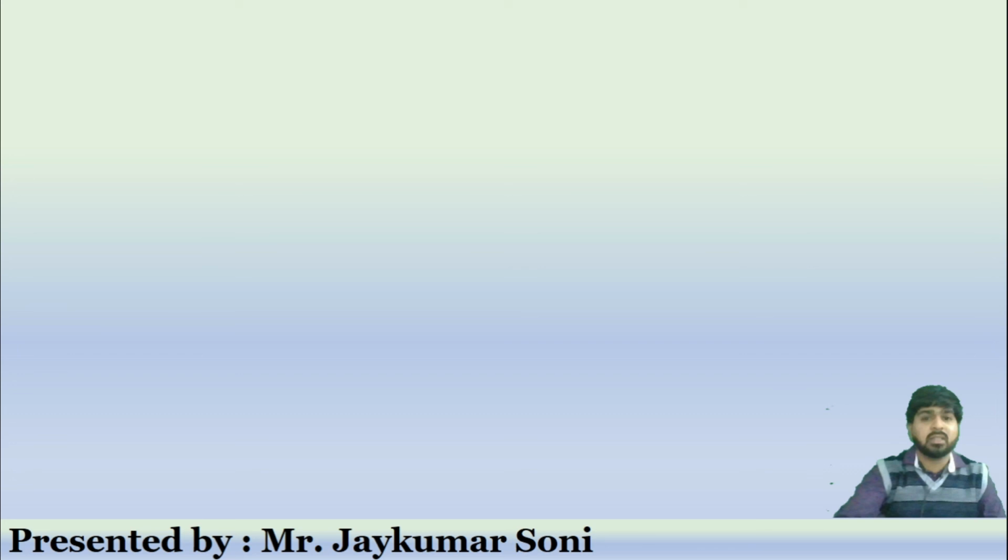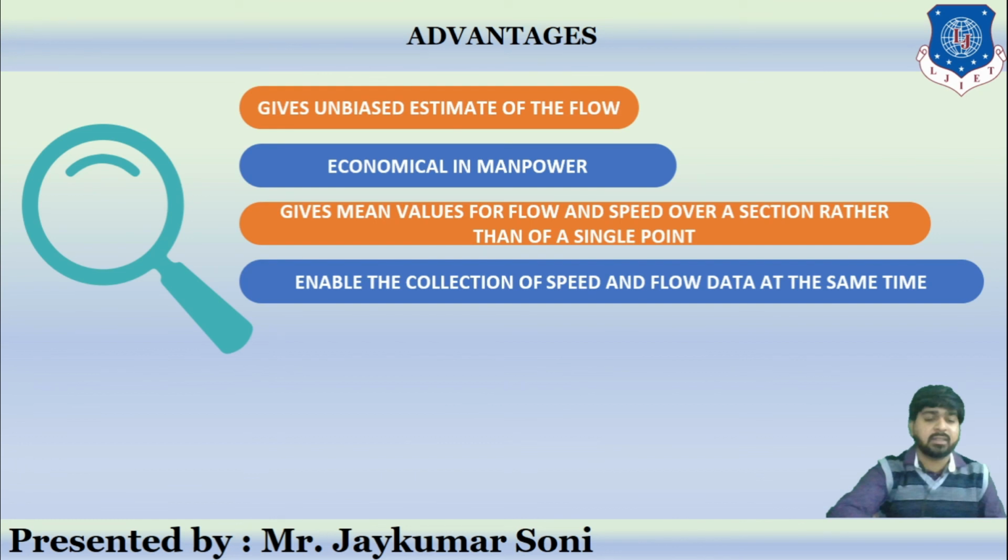Got it? Now let us talk about the advantages of this method. It gives an unbiased estimate of the flow, because we are considering both the direction and the opposite direction. It is economical in manpower because only four people are required and the survey is done in the floating car, so no more people need to be hired at particular locations. It gives the mean value for all the things, such as traffic flow, speed, v, and delay. And this method enables the collection of speed and flow data at the same time.